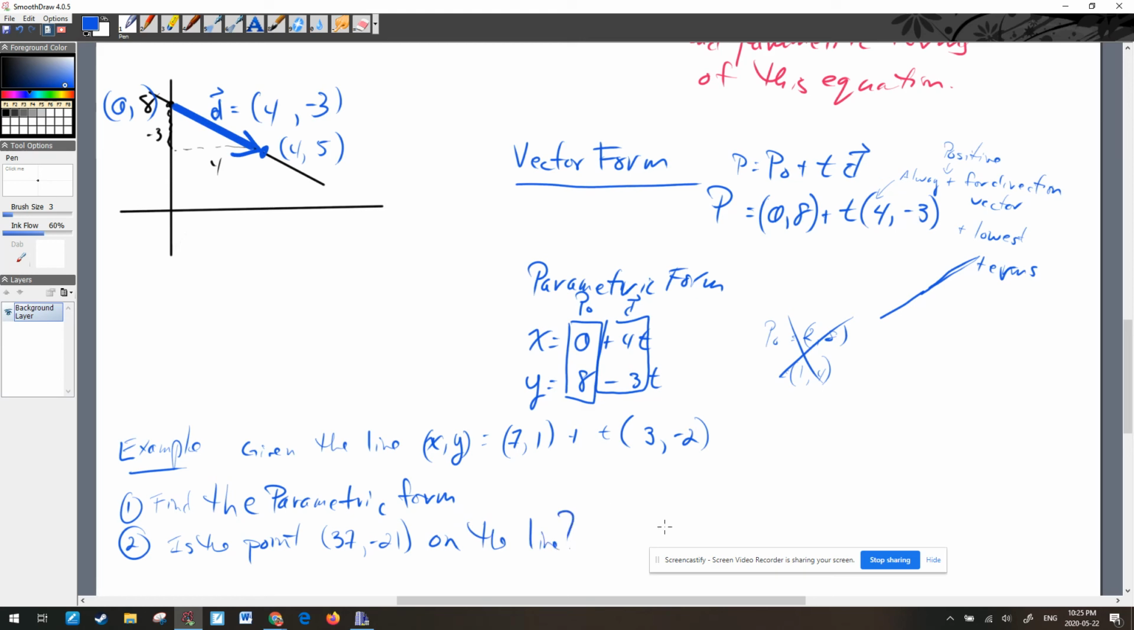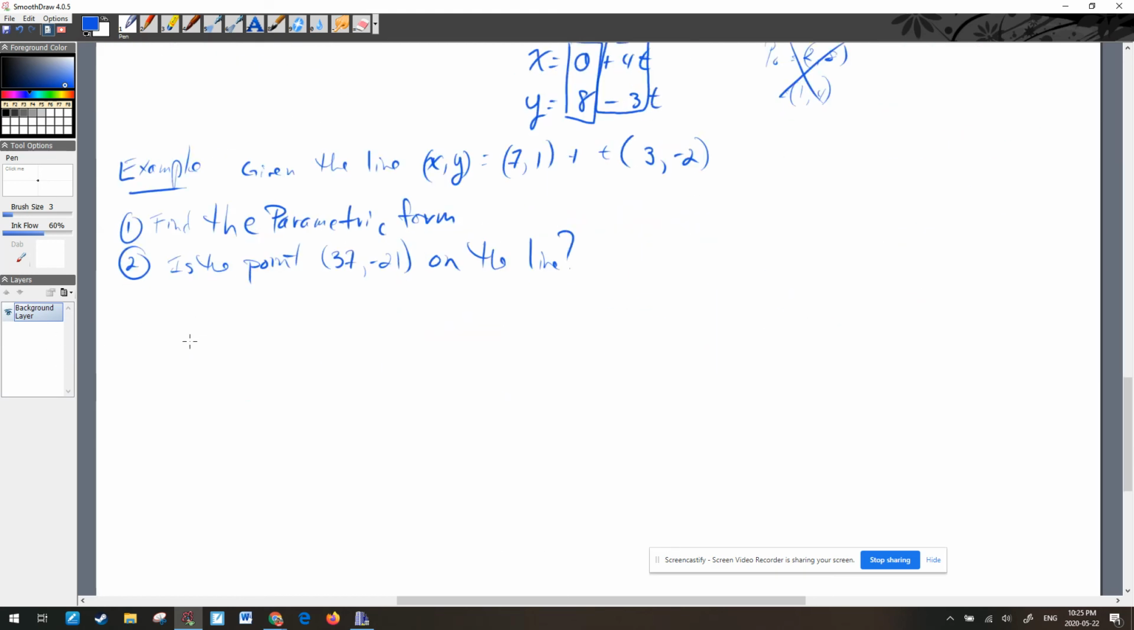Okay, so parametric form, dead easy. Number one, we're just going to say x is equal to 7 plus 3t, and y is equal to 1 minus 2t. Again, there's my p naught, 7, 1, and my direction, 3, negative 2. Easy. Number two, we want to know if this point is on the line.